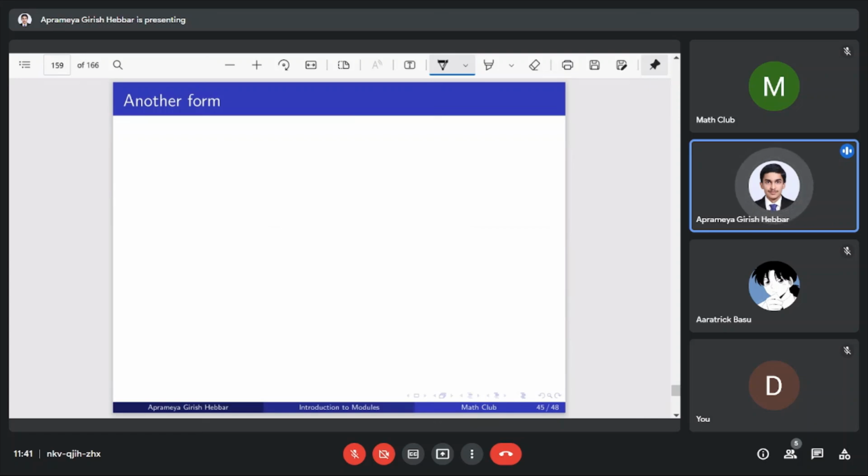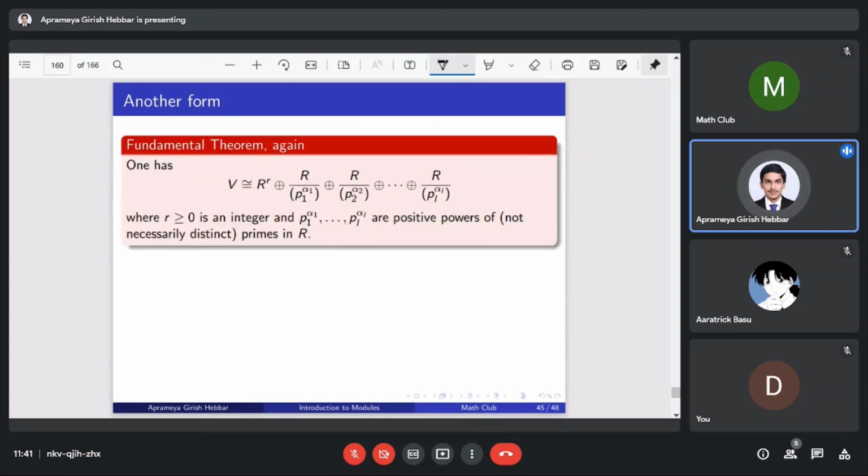So now let's look at one more form, and we are not going to prove this form. It follows directly from the last form. So one has, using the assumptions before, V isomorphic to R to the power r, and here, instead of d1 up to dk, you have prime powers p1^alpha1, p2^alpha2, up to pl^alphal. So these pi's need not be in any way distinct. They are just primes in R. Again, note that R was a PID, so R is actually a UFD. So you have a concept of primes in R.